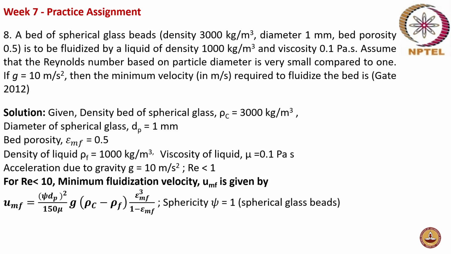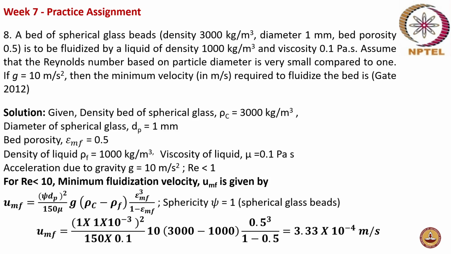And the bed porosity at minimum fluidization is 0.5. So substituting the values, you get minimum fluidization velocity equal to sphericity 1 into diameter of the particle 1 into 10 power minus 3 the whole square divided by 150 into mu, which is 0.1, multiplied by g, which is 10, and rho c minus rho f, that is 3000 minus 1000, multiplied by 0.5 cube, because the bed porosity is 0.5, so 0.5 cube divided by 1 minus 0.5. So you will end up with the minimum fluidization velocity to be 3.3 into 10 power minus 4 meter per second.